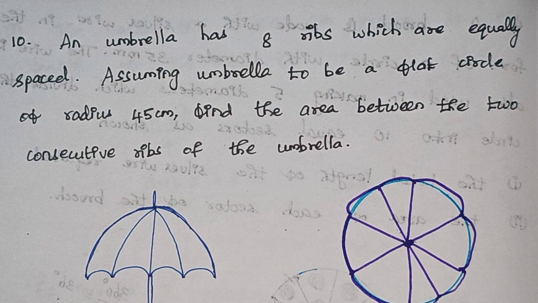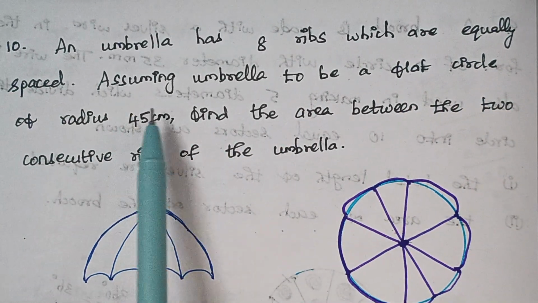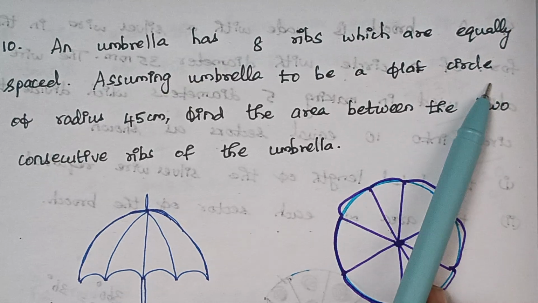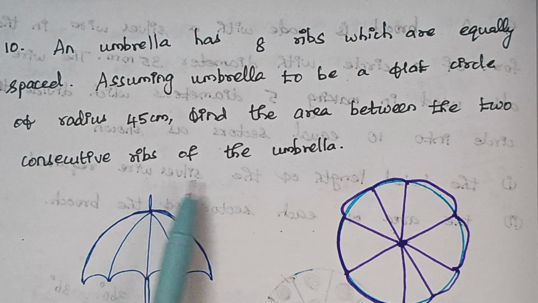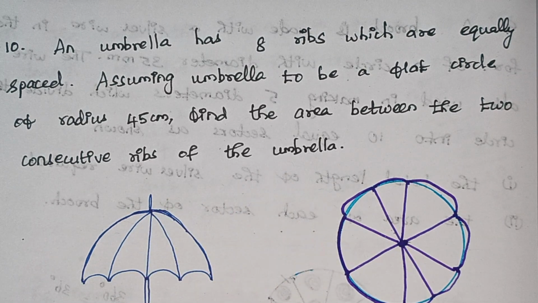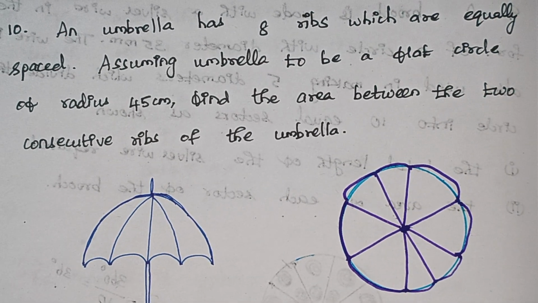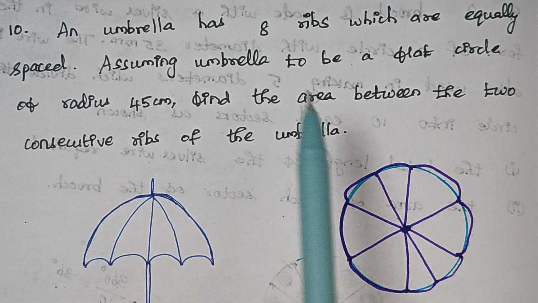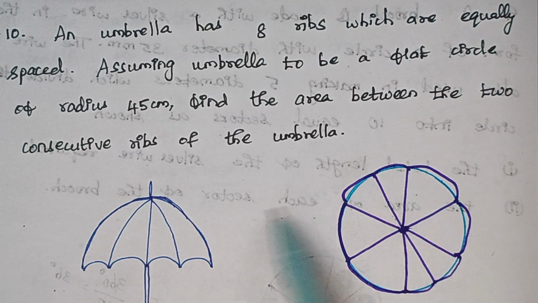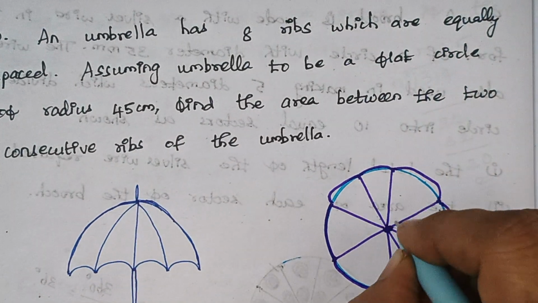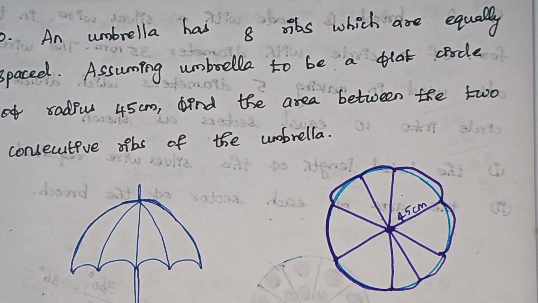Problem number 10. An umbrella has 8 ribs which are equally spaced. Assuming the umbrella to be a flat circle of radius 45 cm, find the area between the two consecutive ribs of the umbrella. So the problem deals with an umbrella. They are telling us to assume the umbrella to be a flat circle, so it is a circle with radius 45 cm.